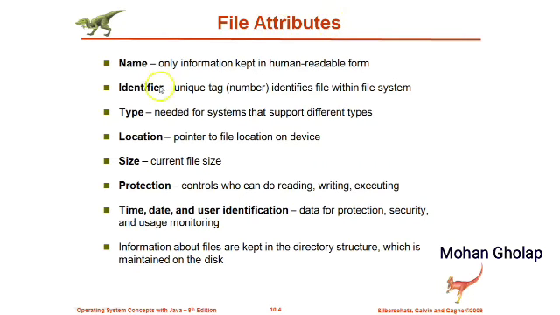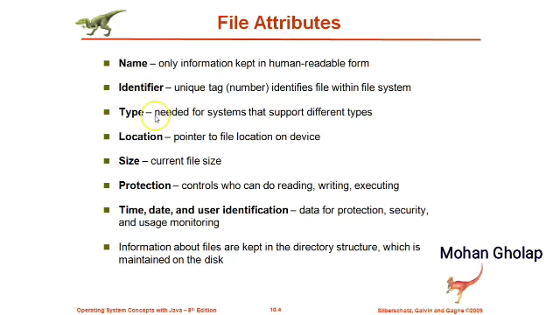The next one is the identifier. The identifier is a unique identification number, a unique tag or number which identifies the file within a file system. We know that on the system the file system will have a collection of files, and for the system's use every file will be associated with a unique number, which is the identifier. We will use the name to access a file, but the system will use this identifier to locate the corresponding file.